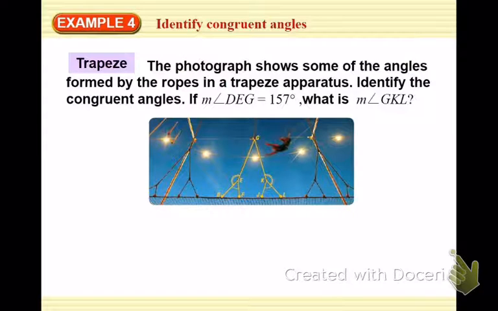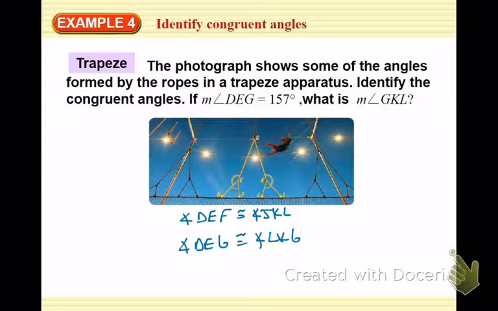And what we know in a picture is that the angles with the same number of arcs in them are going to be congruent. So for example, in this picture, angle DEF is going to be congruent to angle JKL because they have the arcs in them. The other thing we know is that angle DEG is congruent to angle LKG because they have the double arcs in them.